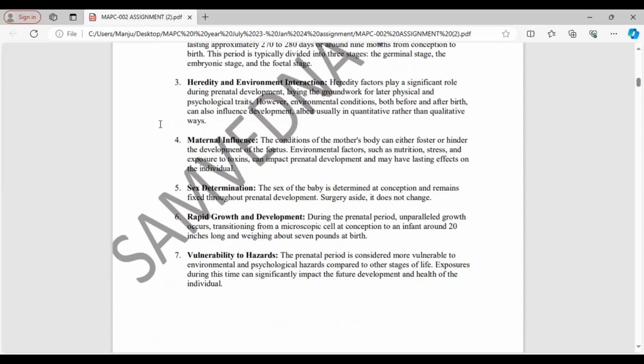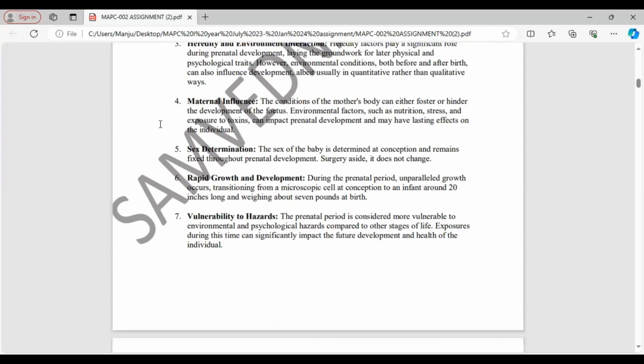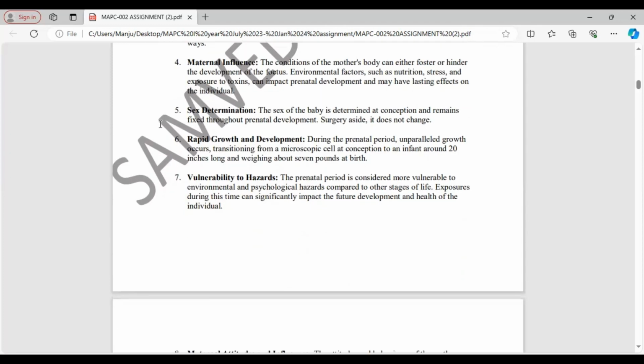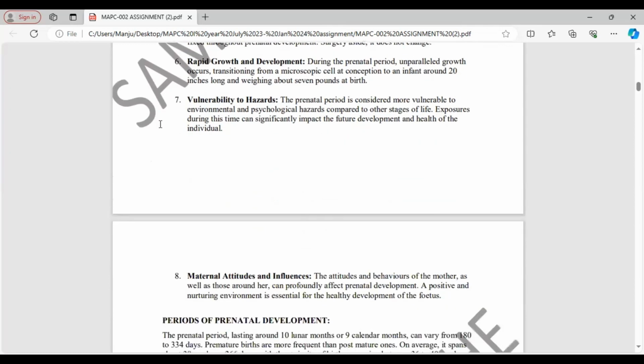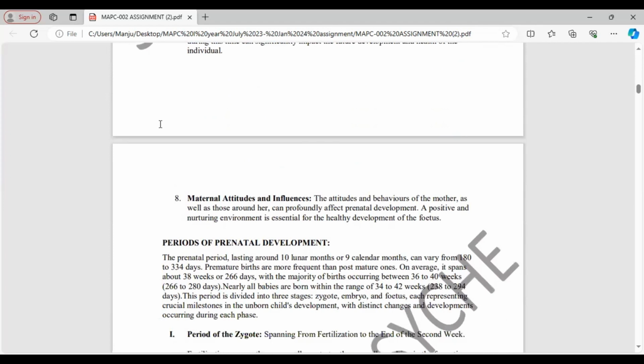Rapid growth and development takes place in this period. It changes from a microscopic single cell at the time of conception to an infant around 20 inches long and weighing about 7 pounds at the time of birth. This period is more vulnerable to environmental and psychological hazards as compared to any other stage of life, and the attitude and behavior of the mother as well as the people around her have a lasting effect on the growth and development of the fetus.